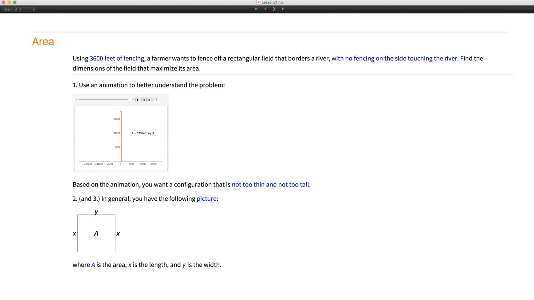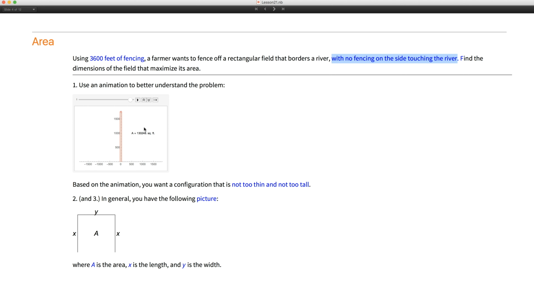A farmer has 3,600 feet of fencing, and this farmer wants to build a rectangular field that borders a river, but he does not want to put any fencing on the side touching the river. And the question is, find the dimensions of the field that maximizes the area.